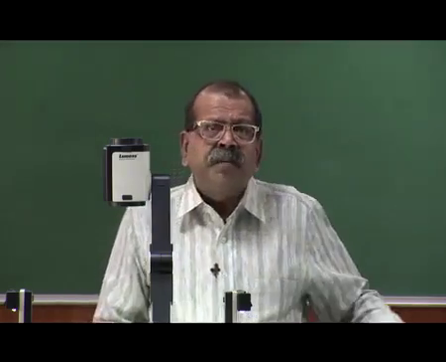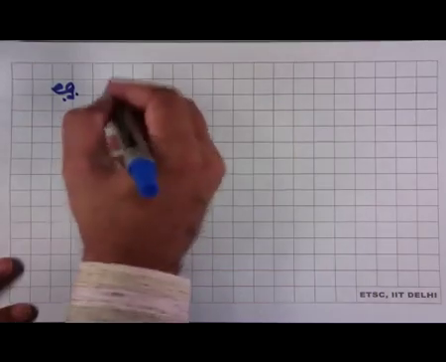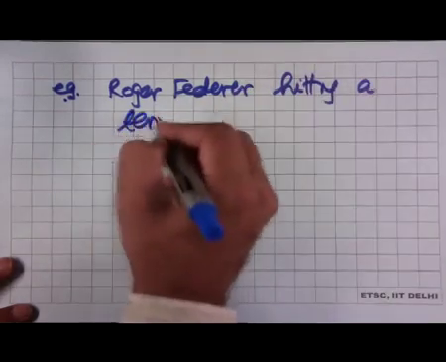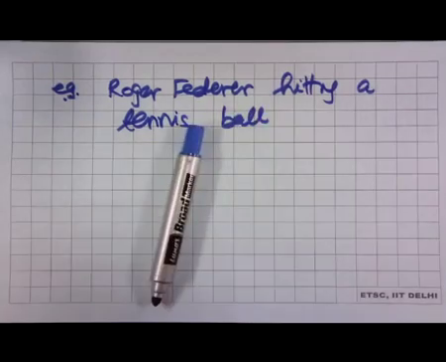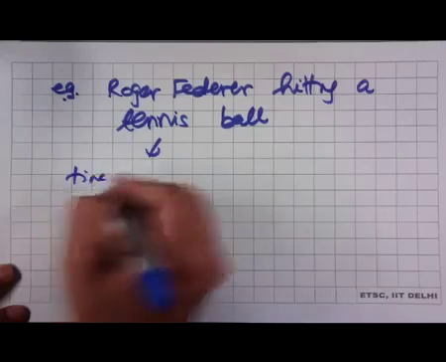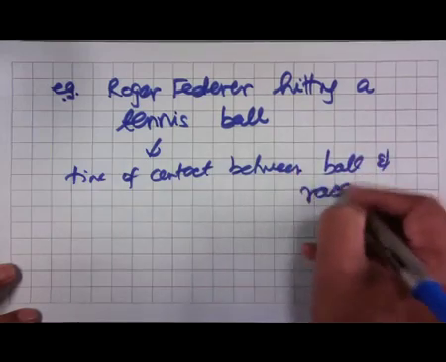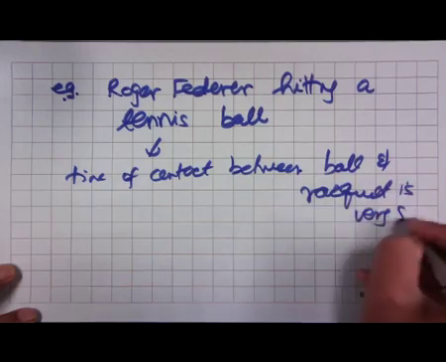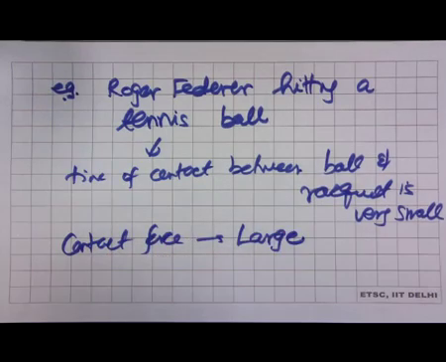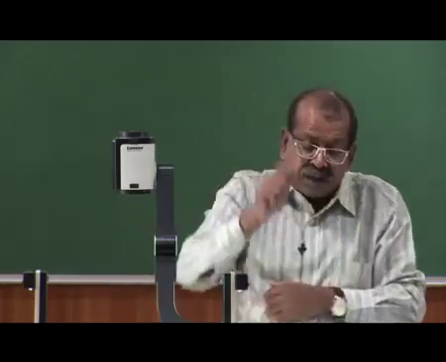Is this just a theoretical concept or is it a practical concept? Let us give a couple of examples, both of which are very similar. The first one, let us take the case of Roger Federer hitting a tennis ball. Let us say Nadal is serving, the ball comes and Federer hits the ball with his racket. Now, the time of contact between the ball and the racket is very small, and the contact force is very large. So, such a force is an example of an impulsive force: a force which acts for a very small time, but the force is very large.